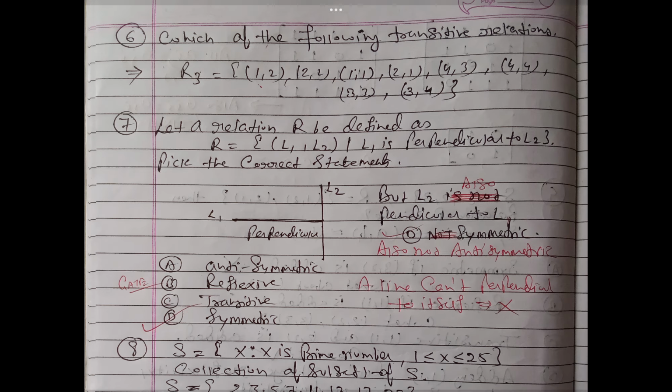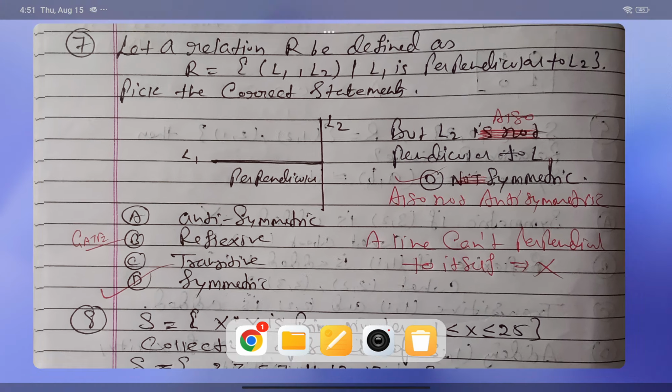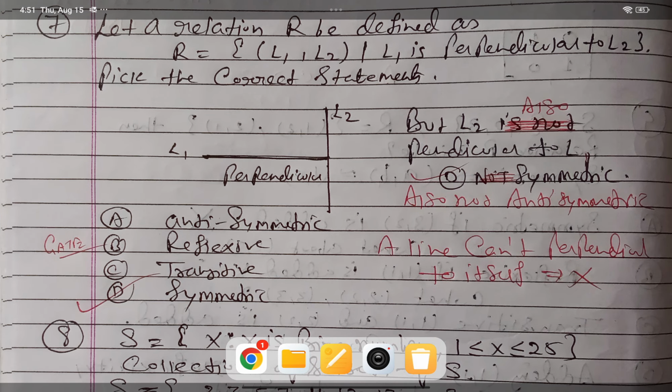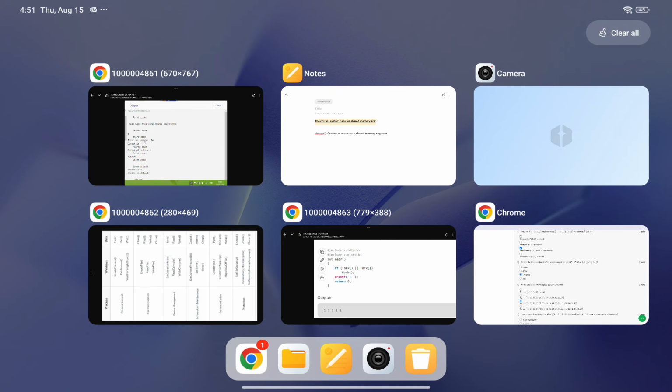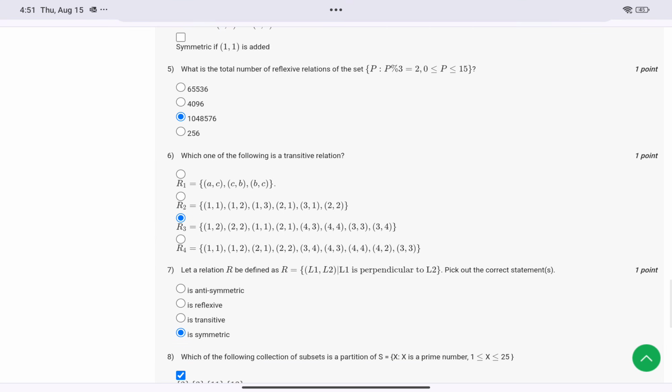Now question number 7. At first I will show you question number 6, but it is actually very difficult to handle the screen. Okay. Question number 3, R3 is correct. Transitive property we already discussed in the class also.